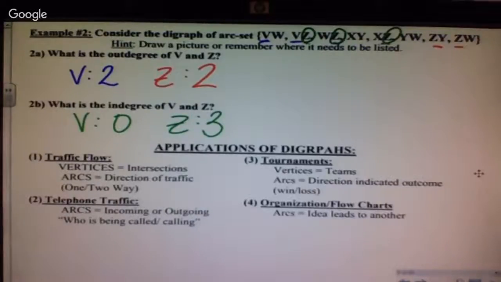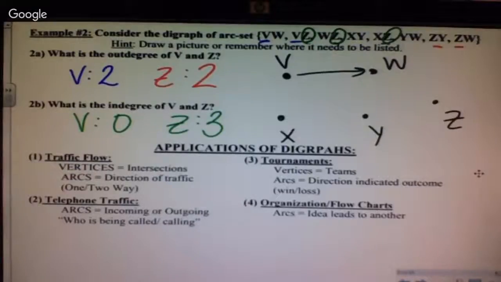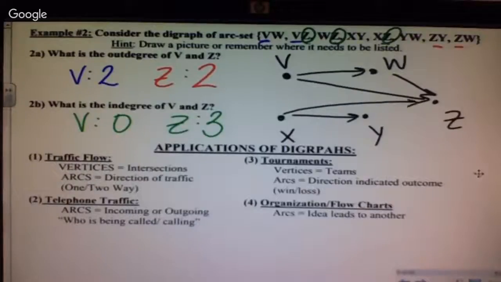If you don't like to do this from the arc set, draw yourself a picture. I need to have points V, W, X, Y, and Z. My first one goes from V to W, my second from V to Z, then W to Z, X to Y, X to Z, Y to W, Z to Y, and Z to W.